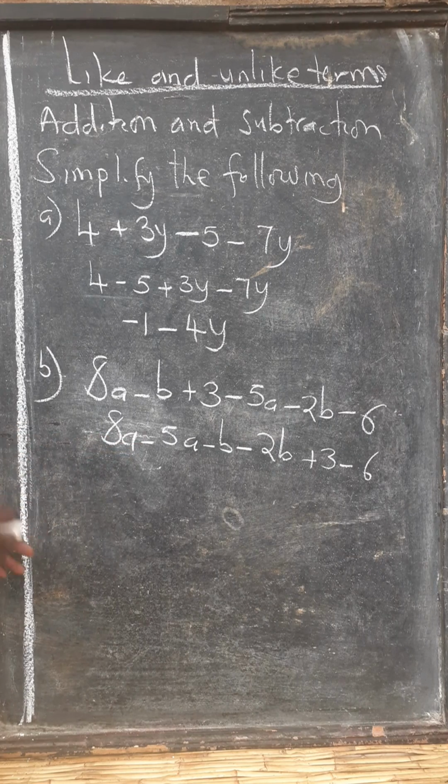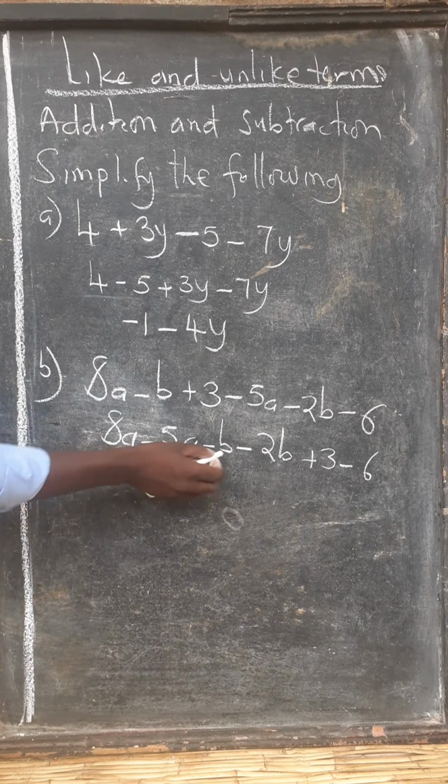The concentration must be on the coefficients here. How do we simplify the coefficients as integers? And so at this point, this is what we're supposed to do. 8 minus 5. This gives us 3. Then we just bring the letter here, which is a variable.